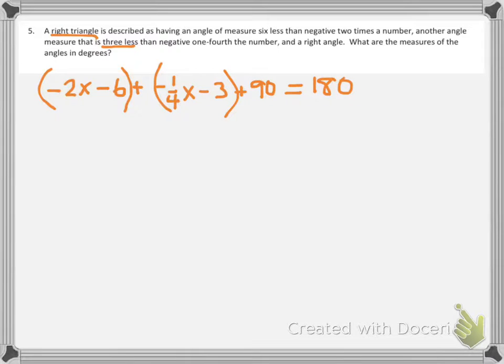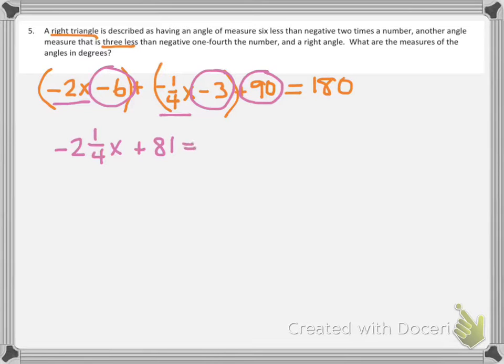Okay, so let's combine like terms. Let's see, I have a -2x and a -1/4 x. That would be a -2 1/4 x. Okay, and then I have a -6, a -3, that's -9, and a positive 90. So take 9 away from 90 and we get a positive 81. And that's all equal to 180.